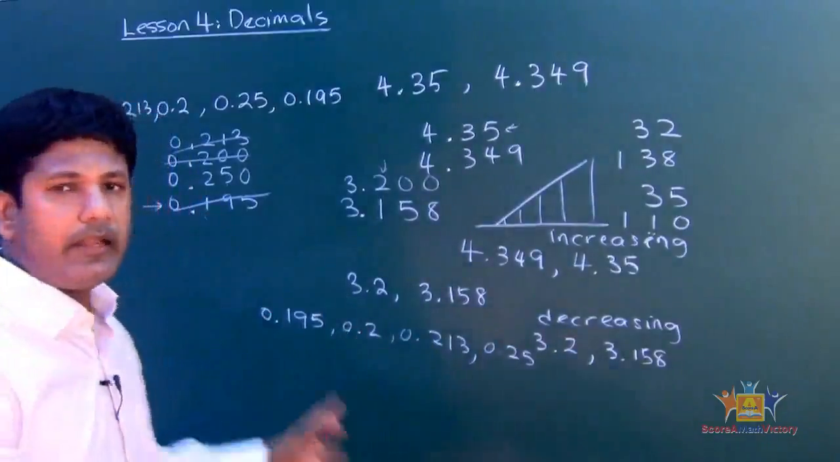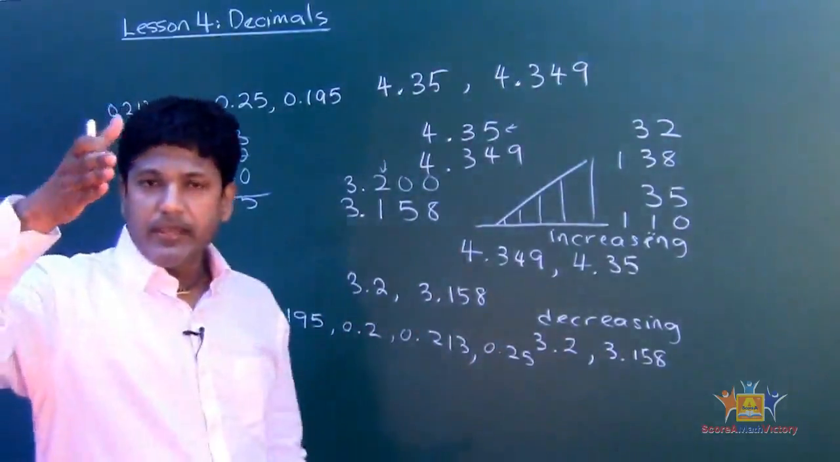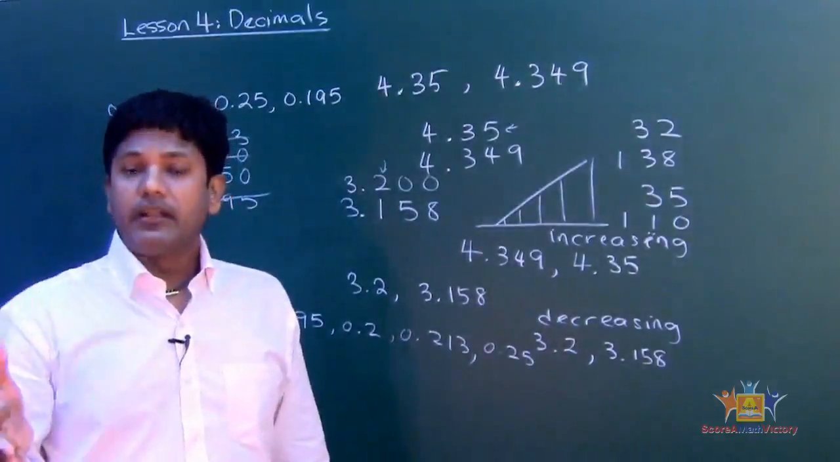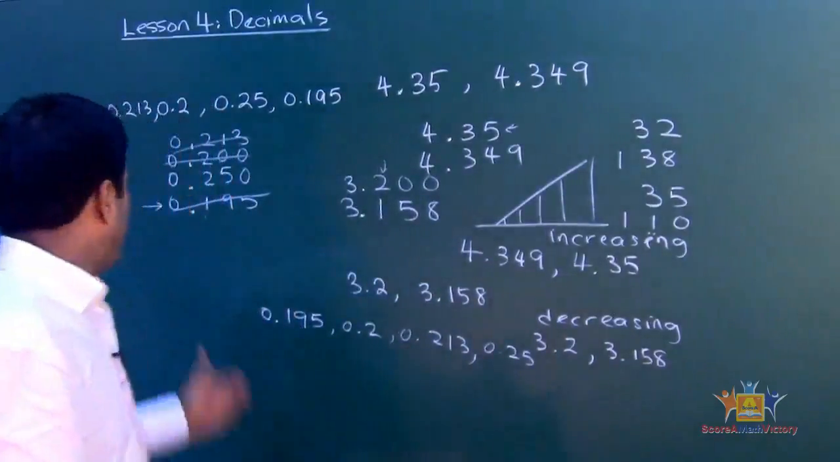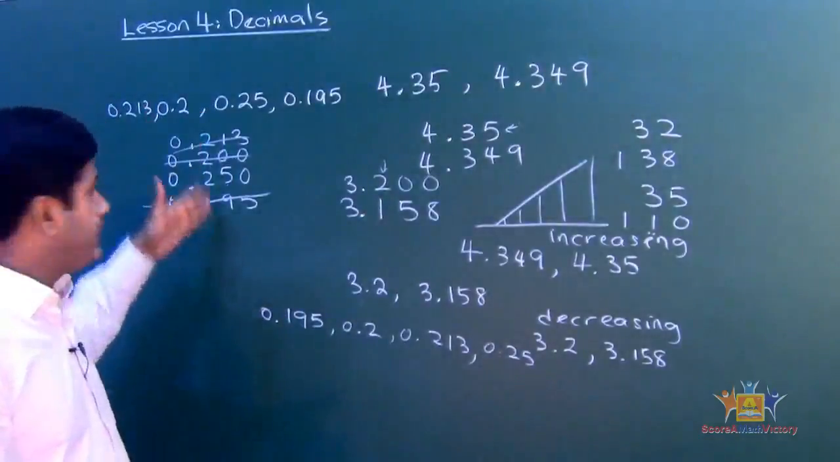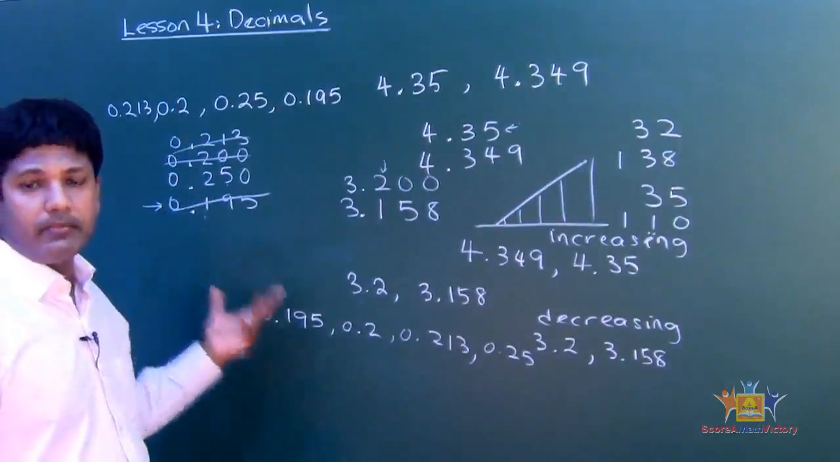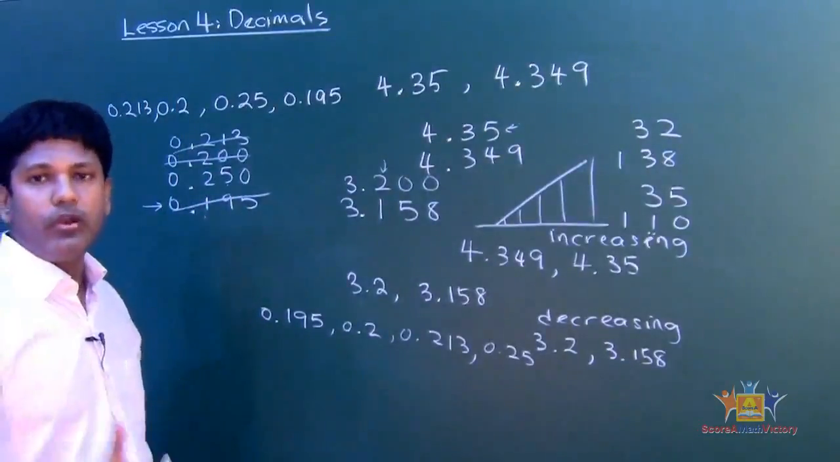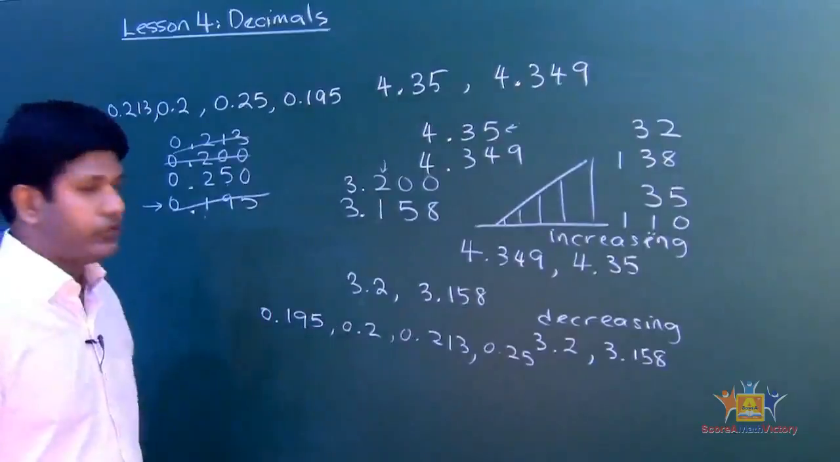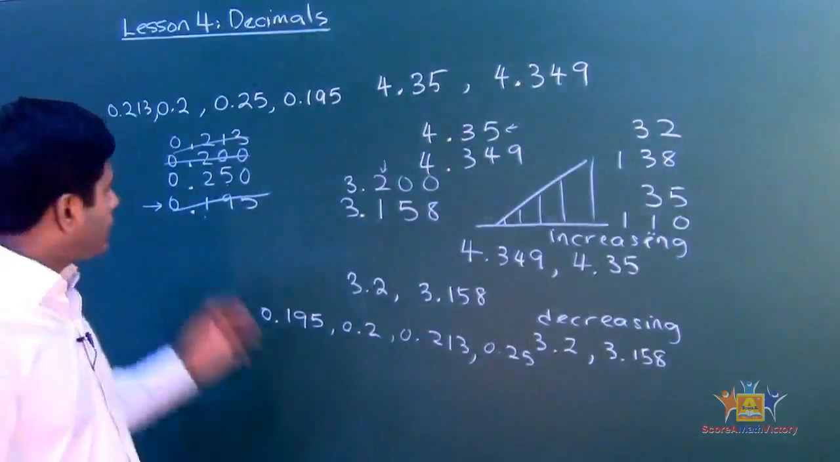So the key is what? Lining them up, and then comparing by the place value. Okay, so when you come to the decimal side, after the decimal, you call this first decimal place, second decimal place, third decimal place, and then you compare them, and that's how you decide who's smaller, who's bigger, in order to be able to arrange them. So it's very important to understand that.